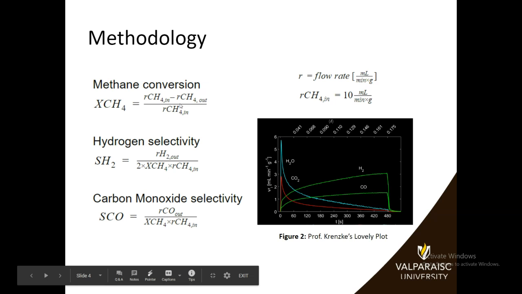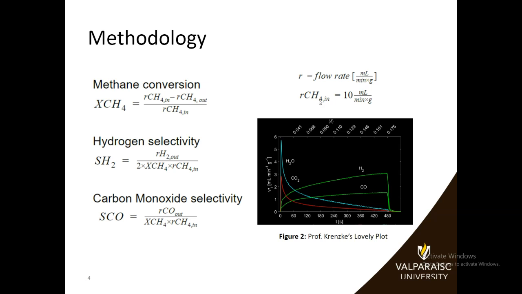So the only thing that's given to us here is the flow rate of methane coming in, which is about 10 milliliters per minute per gram. But we don't know the rest. So how we're going to get the rest is we're going to use the lovely plot given by Professor Krinsky that shows the flow rates versus time.